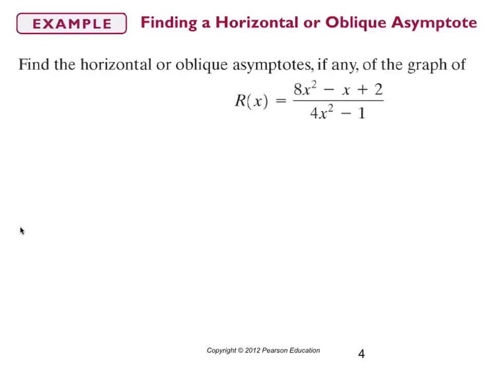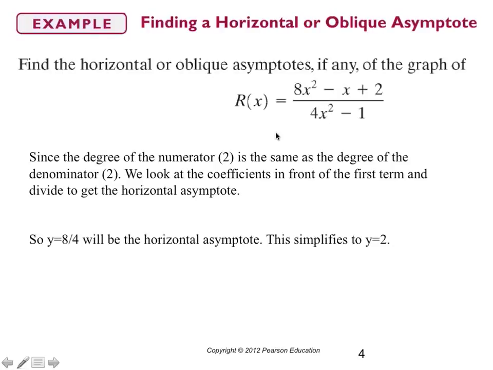So if you look at this, whenever you see horizontal asymptotes, you always want to make sure you pay attention to the degree of the numerator, degree of the denominator. In this case, the degree of our numerator is 2 because we have an x squared. Degree of denominator is also 2. So all we have to do is just take y equals 8, which is the number in front of our x squared up here, divided by 4, which is the number in front of our x squared down here. 8 divided by 4, as you know, is 2, so y equals 2 is our horizontal asymptote.